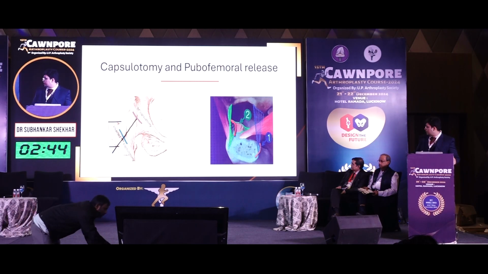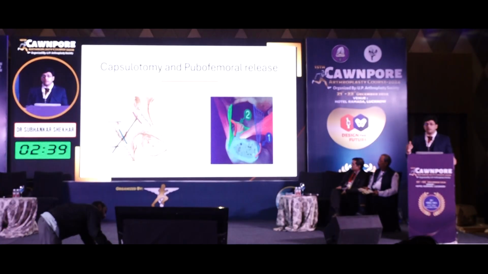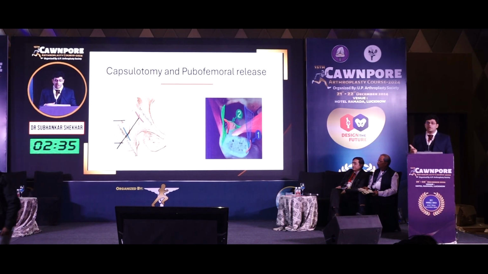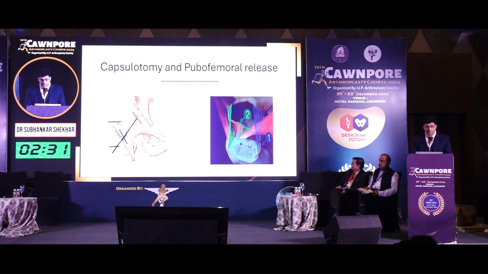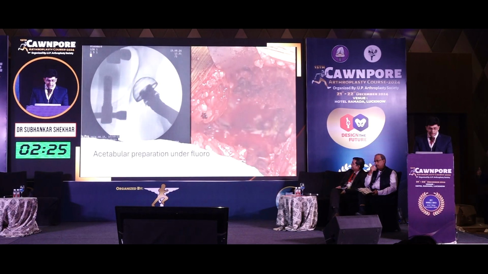I personally release the pubofemoral ligament early on because I'm doing it on a fracture table and it helps me with external rotation, thereby mobilizing the napkin ring cut, and it also helps me in posterior displacement of the femur once I apply the posterior retractor on the posterior wall of the acetabulum. So remove the napkin ring cut, extract the head.